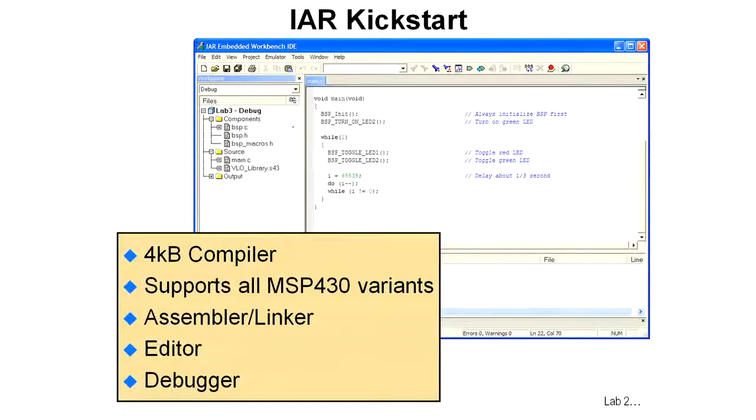In addition to Texas Instruments Code Composer Studio, IAR has a tool called Kickstart that has a 4K compiler code size limit with it. This is a free tool that goes up to 4K. If you want to go above that, you have to pay the license fee for their full version of the tool. This supports all MSP430 variants, has the assembler, the linker, the editor, the debugger, the compiler inside of it. The IAR tools are really the gold standard of MSP430 compilers and tools.